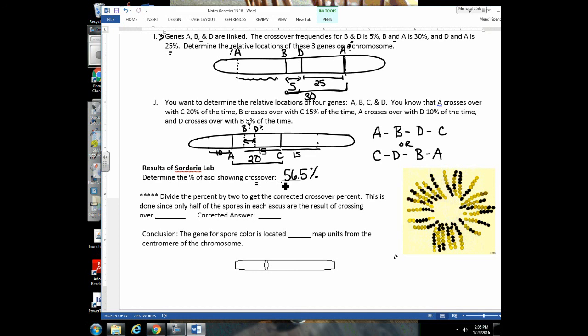And that would be correct, except we're dealing with fungus, and they reproduce a little bit differently. They have that extra division by mitosis. So we actually have to correct this percent. We have to divide this percent by 2 to get the corrected crossover percent, because only half of the spores in each ascus are the result of crossing over.